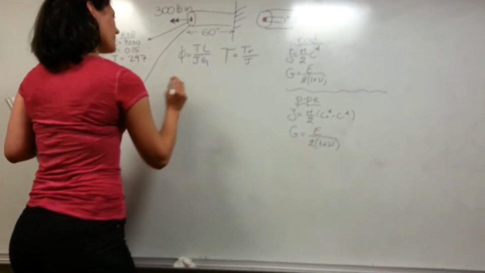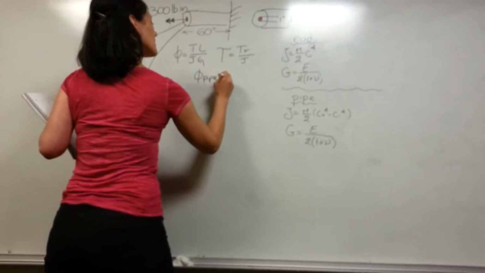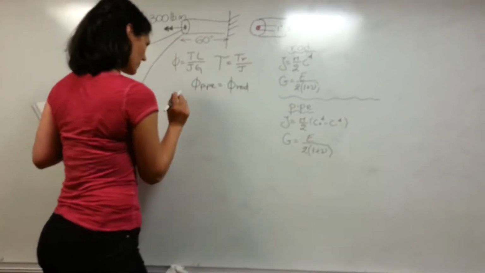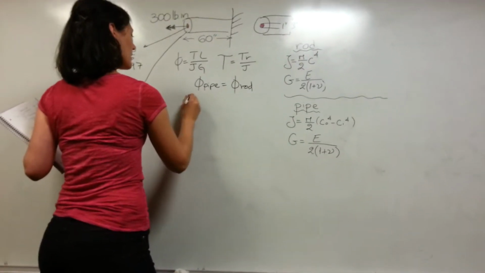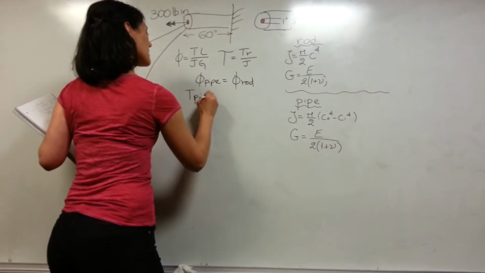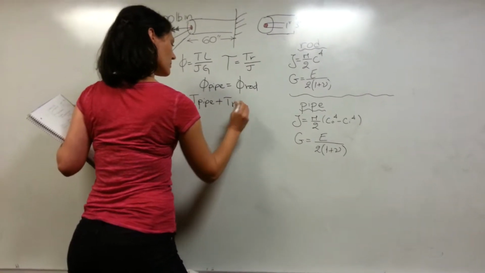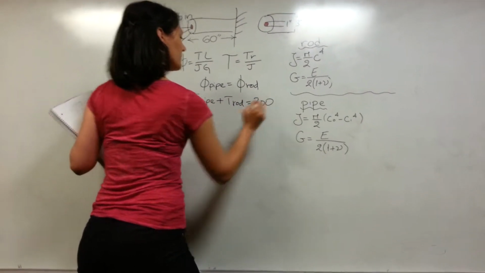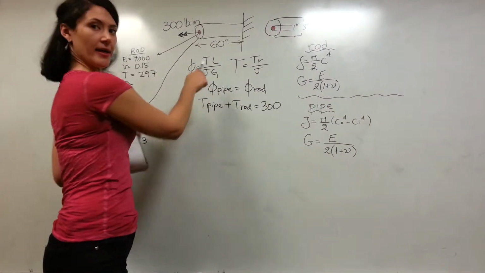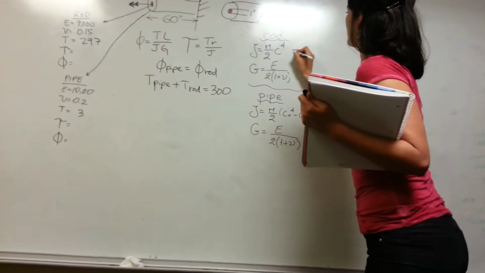Okay, so we know the angle of twist for the pipe is equal to the angle of twist for the rod, and the amount of the torque that the pipe takes should be added to the rod to equal 300. Okay, but before we get started, we'll have to find the J and the G. So let's start with the rod.